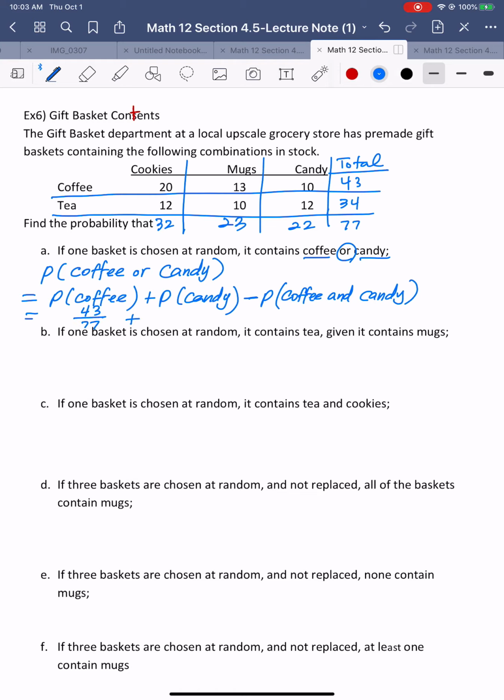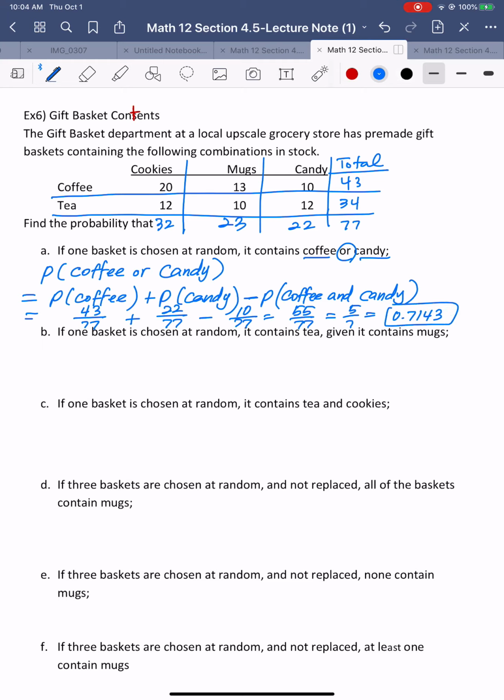And then candy: 22 baskets have candies. But as you notice, when I add the coffees and candies, I'm adding the 10 twice, so I need to subtract one of the 10. Then I get 55 over 77, which is 5 over 7, coming out as 0.7143.